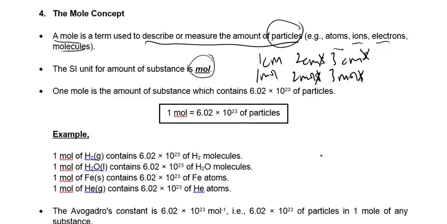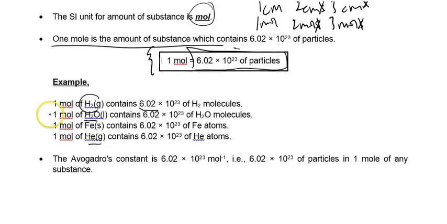The first part of the mole concept brings us to this: 1 mole of any substance will always contain 6.02 times 10 to the power of 23 particles. This is a constant. If I have 1 mole of H2, I will have 6.02 times 10 to the power of 23 H2 molecules. If I have 1 mole of water, I will have 6.02 times 10 to the power of 23 water molecules. If I have 1 mole of iron, I will have 6.02 times 10 to the power of 23 iron atoms. If I have 1 mole of helium, I would have 6.02 times 10 to the power of 23 helium atoms, and so on.